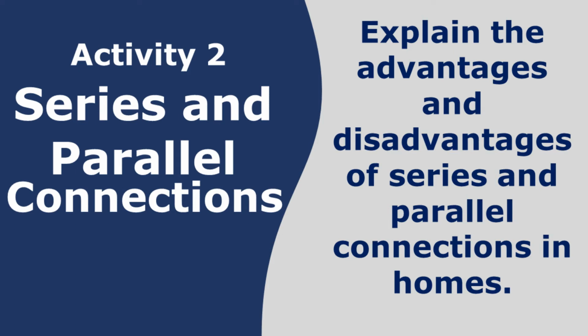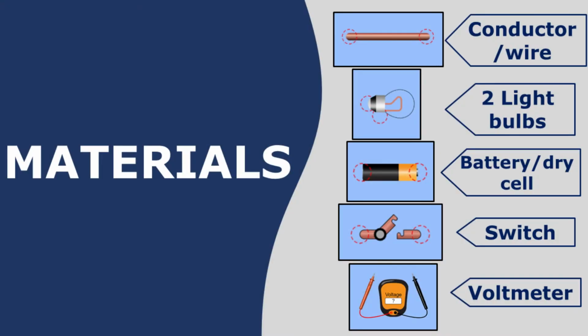Activity 2. Series and parallel connections. Explain the advantages and disadvantages of series and parallel connections in homes. The materials that we're going to need: conductor or wire, 2 light bulbs, battery or dry cell, switch, voltmeter.